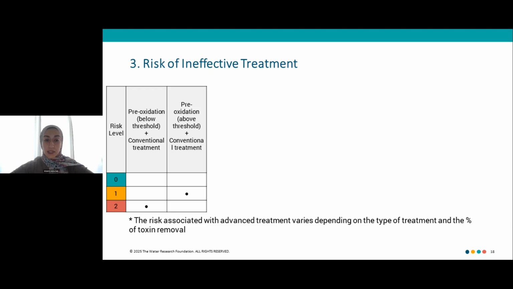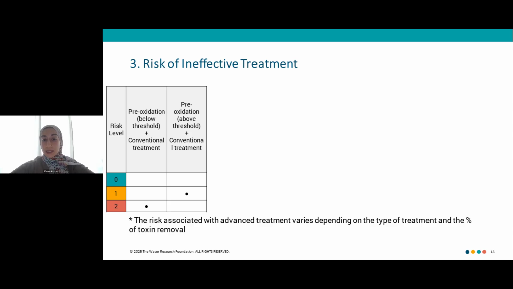As you can see in the table, we proposed pre-oxidation, and we have two different things. One is below threshold and one is above threshold. That threshold I'm going to talk about in a bit. A threshold is mainly the amount of the oxidant, in terms of CT, that is required to remove the cells and remove the released toxins as well. So if you are releasing the toxins without removing them, you are at a greater risk of insufficient or ineffective treatment. But if you are applying the same oxidant with a higher CT that is above that threshold, then you are at less risk of having toxins in your plant.